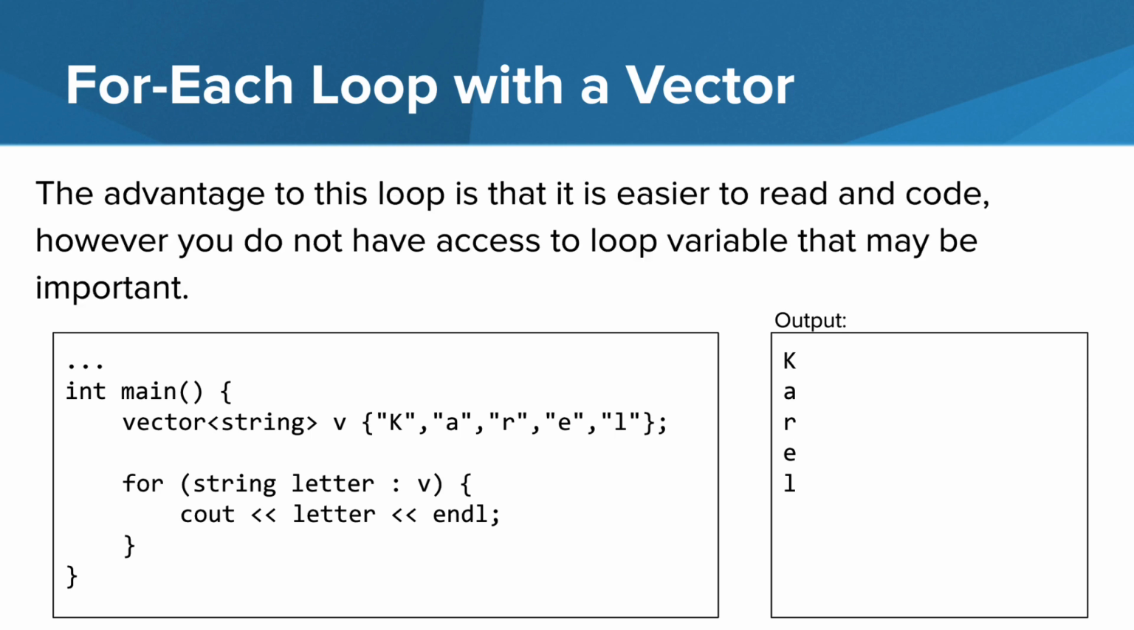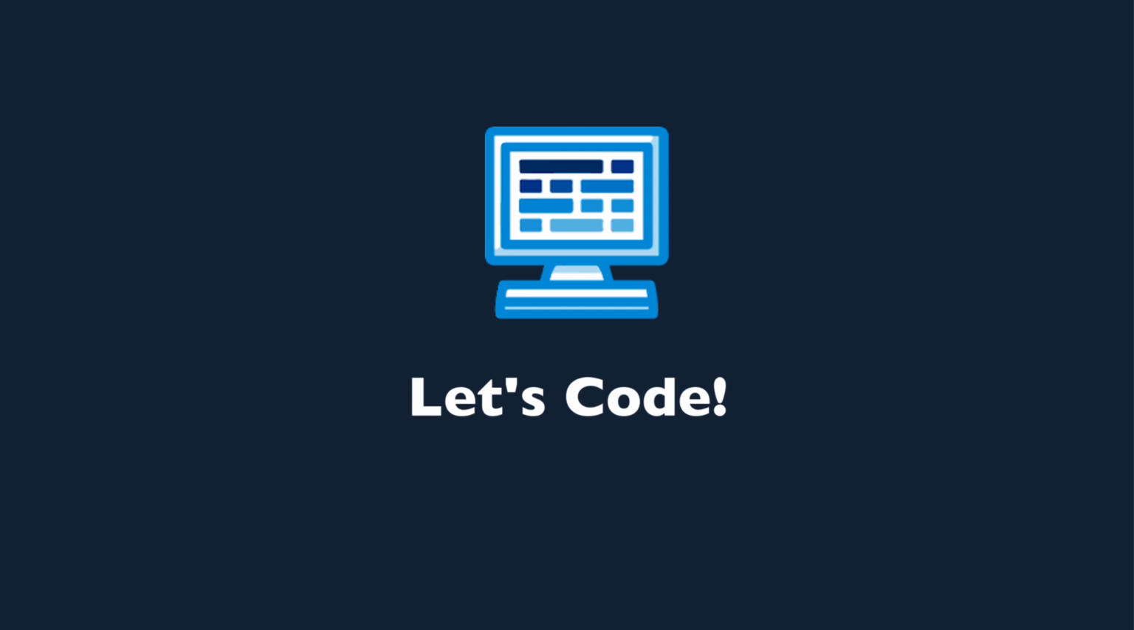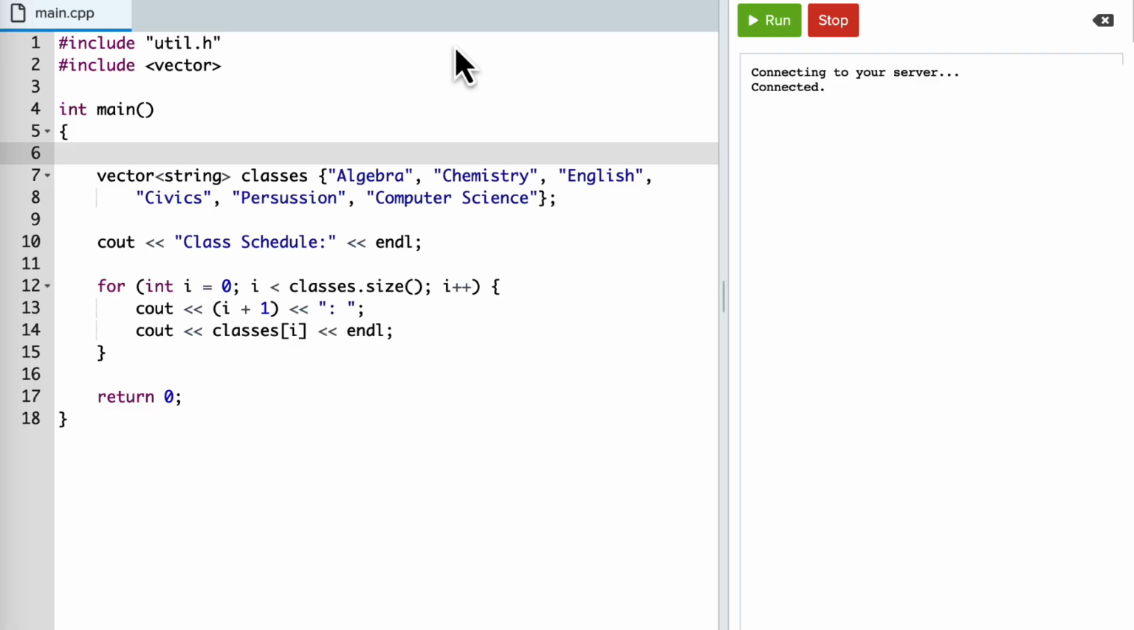The big advantage to the for each loop is that it's easier to read in code. However, if you need the counter variable for other purposes, then it's often better to use a traditional loop. Now that you know how to loop through values in a vector, you can use them in your program.